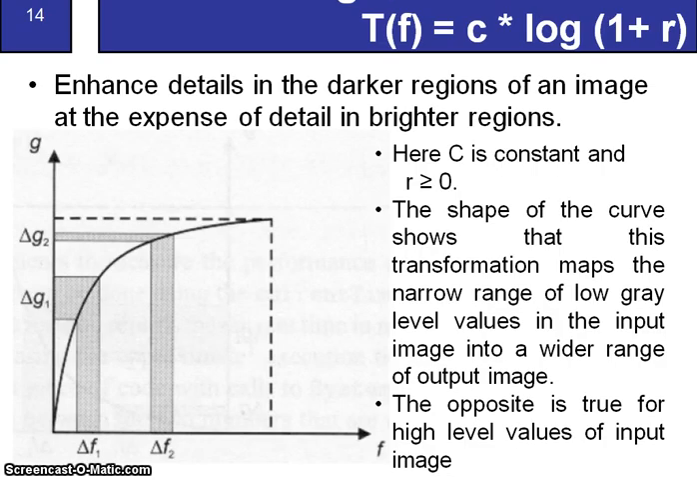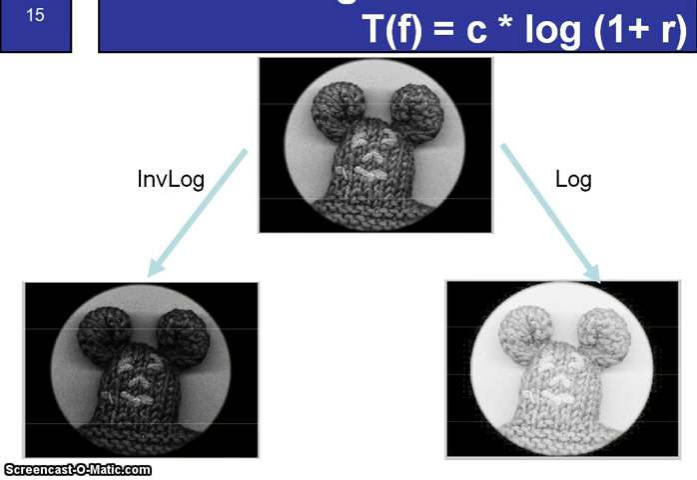The second one is the log transformation. The equation used for that is S = C log(1 + R). Here we will see the important characteristics. The shape of the curve shows that this transformation maps a narrow range of low gray level values in the input image into a wider range in the output image. The opposite is also true for high level values. So a narrow range of low intensity levels is mapped to a wider range of intensity values in the processed image. This is an example of that.